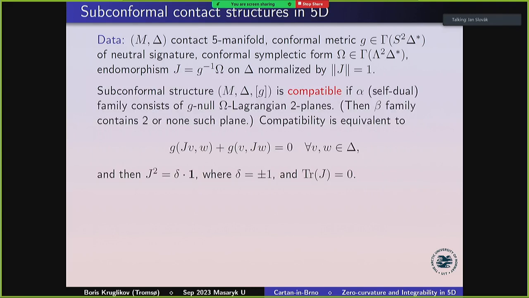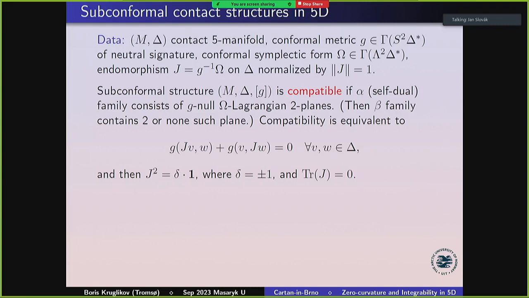Okay, and then this conformal structure is compatible if we take the corresponding metric right here, it's just at one point, and then there are two families of null 2-planes, as we discussed before. Alpha and beta, let's concentrate on alpha, for example, the self-dual part, and we want them to be null with respect to G, but we want them to be null also with respect to omega. Okay, there has to be Lagrangian.